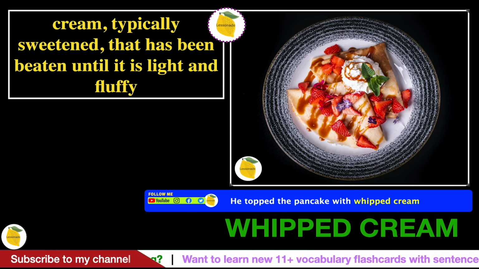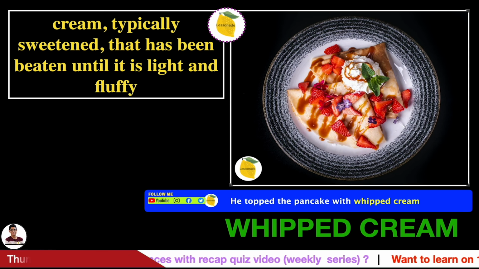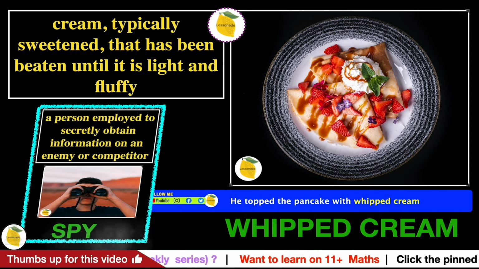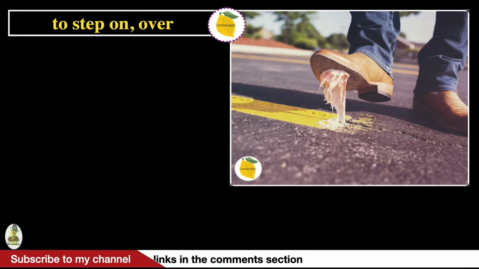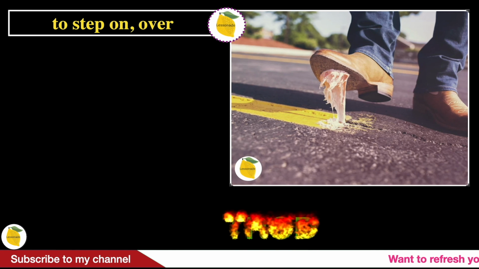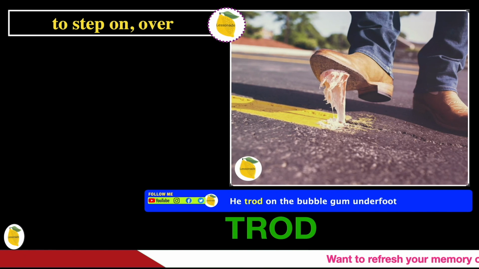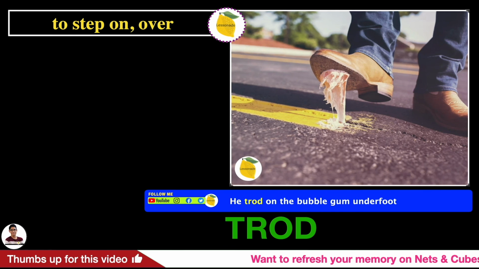So once again, before we go on to the next one, let's try to recall the previous slide, and the word we learned in the previous slide is spy. Let's go on to the next one. The next one is to step on or over. In this picture, we can see someone who has stepped on bubblegum, and therefore the word will be trod. And the sentence for this word is, he trod on the bubblegum underfoot.